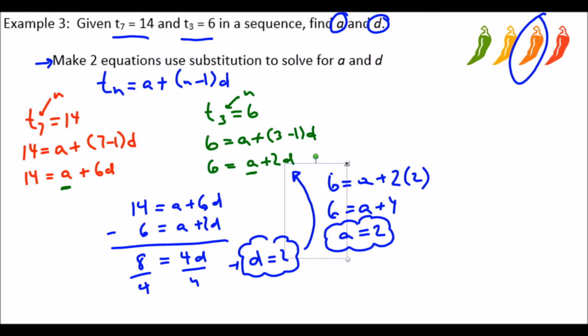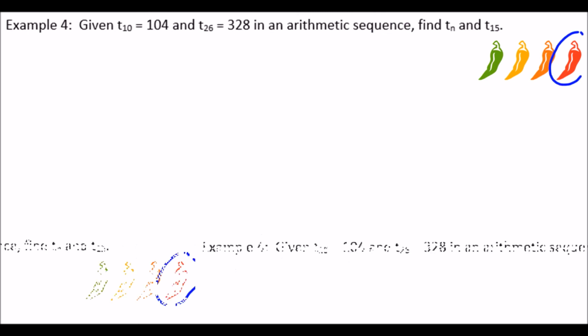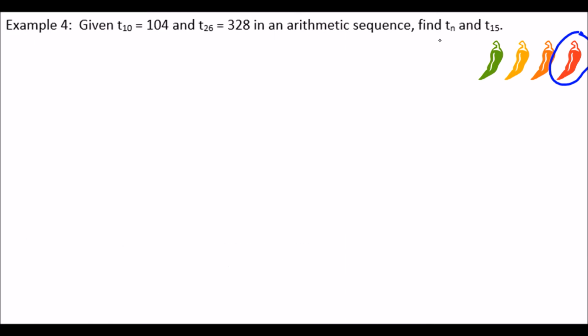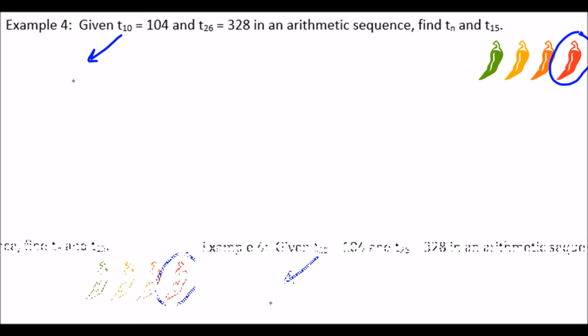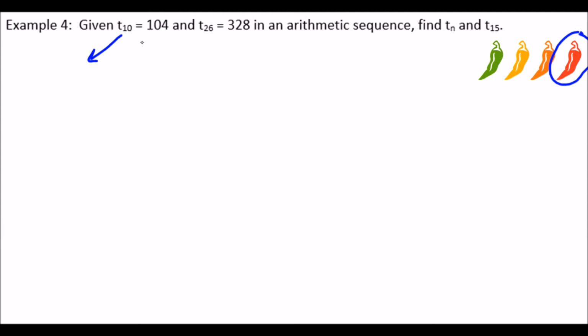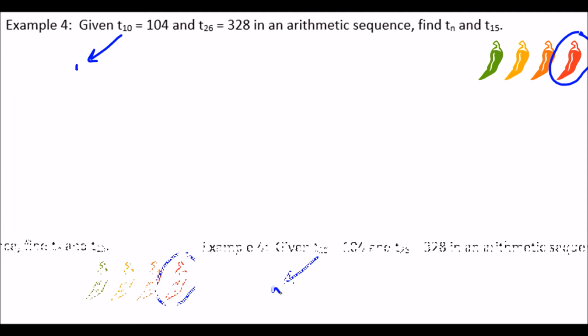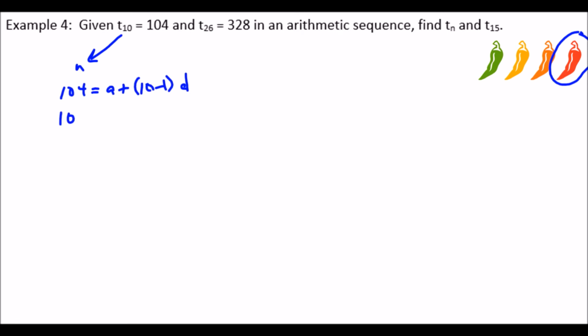All right, last example, here we go, most spicy. And this is really not much more difficult than the other one, because it's asking for Tn and T15, so again, the first thing I'm going to do is solve for A and D. It gives me T10 is equal to 104, so that 10 is really my n value, so I really have 104 is equal to A plus (10 minus 1) D. So 104 is equal to A plus 9D. All right, there's my first equation.